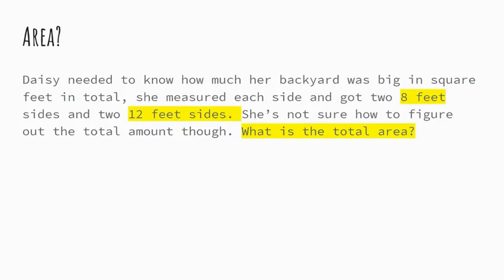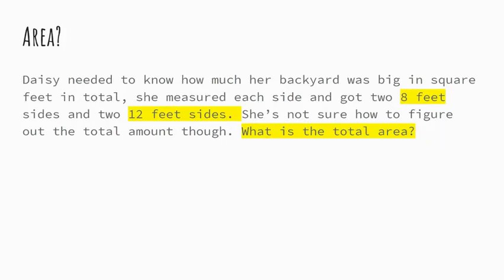Okay, so first we have to figure out if her backyard is a square or a rectangle. Let's see. If it was a square, all four sides would be equal. She would not get two different measurements, so it would be 8, 8, 8, 8, or 12, 12, 12, 12, or something else. But she got two 8s and two 12s. That means it's a rectangle.